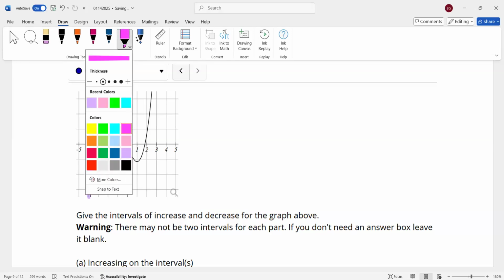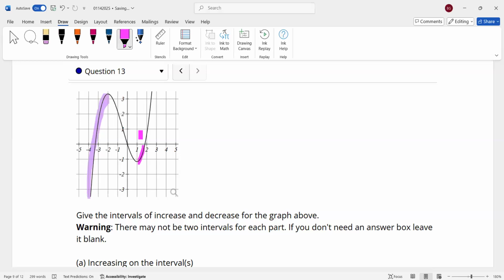Is that pink? It's pink. This color is increasing. Don't forget, this is an arrowhead. That's supposed to have an arrowhead. So we have two intervals on which the function increases.